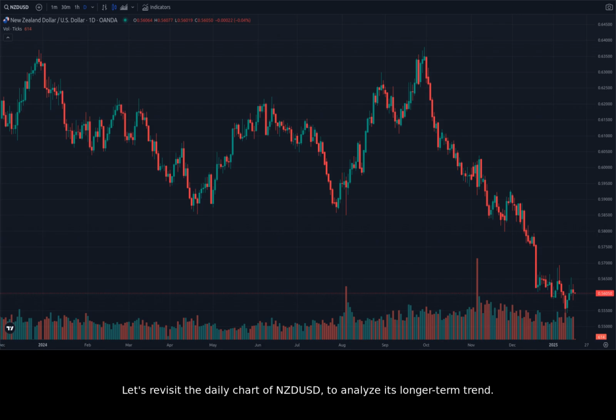Let's revisit the daily chart of NZDUSD to analyze its longer-term trend. The longer-term chart reveals a more pronounced downward trend that has been persistent for several months. This suggests that the current drop may be part of a larger bearish movement.